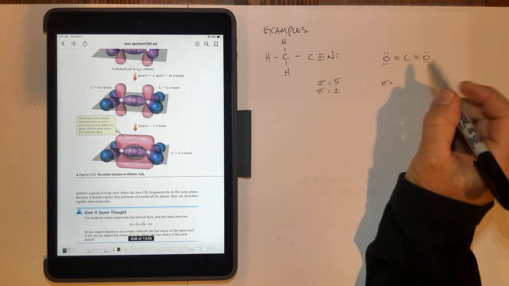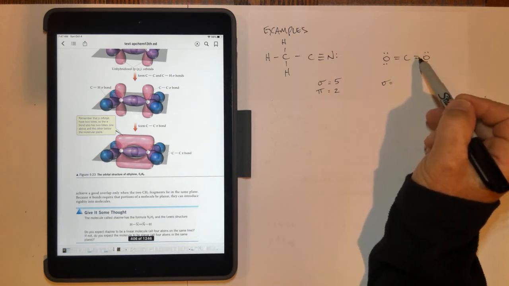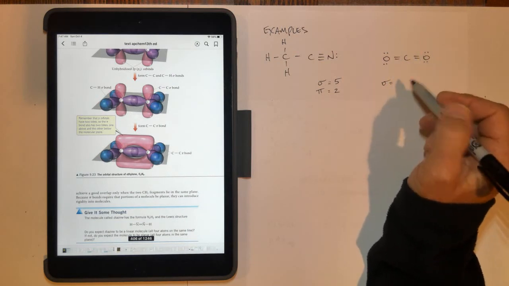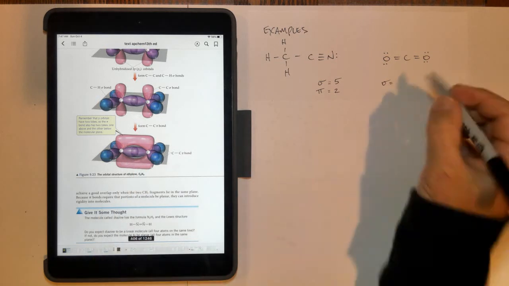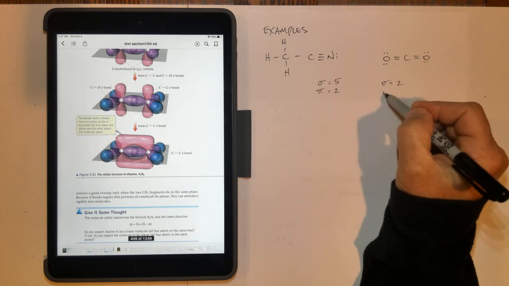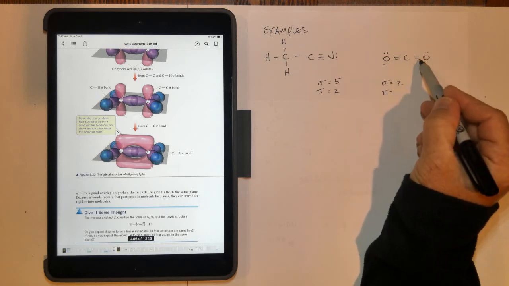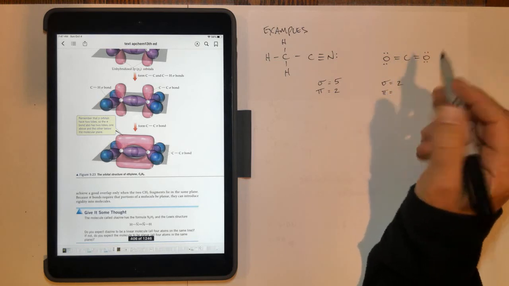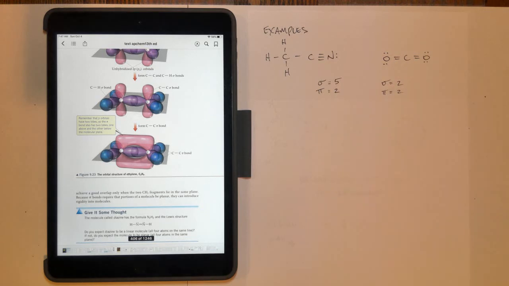Sigma bonds, remember, one of the double or one of the triple is always a sigma bond because it bonds right along this internuclear axis right here. So we would have 2 sigma bonds, 1, 2. And then pi bonds would be above and below the internuclear axis, 1 here and 1 here. So there would be 2 pi bonds right there.